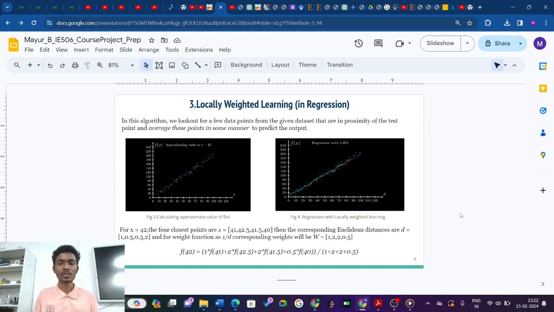And if we follow this process for all the data points, we get a best fit line, which you can see in figure 4. We can look at a very good example which has been shown in the slide for a point x equal to 42.